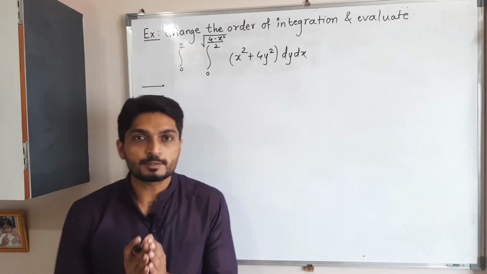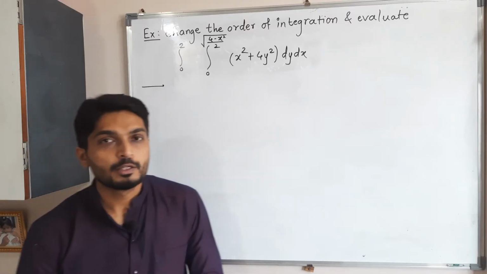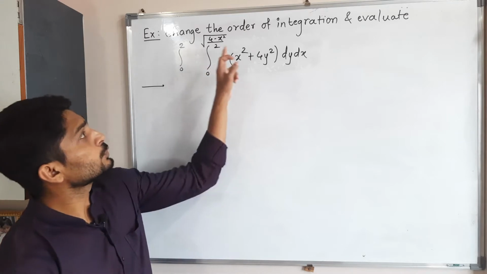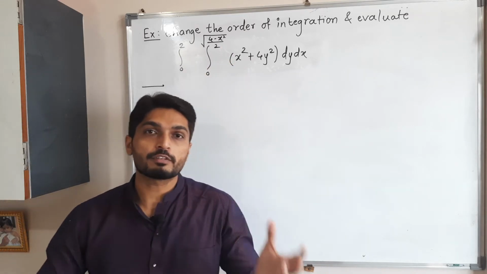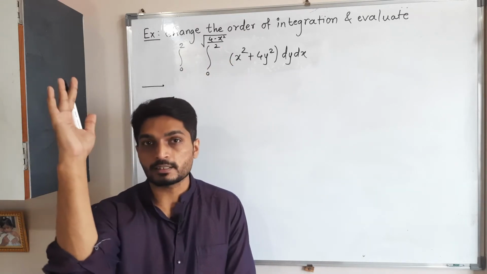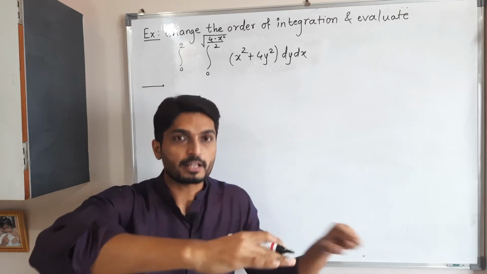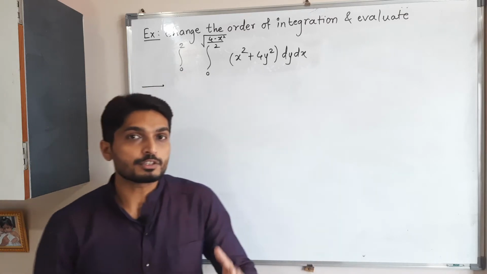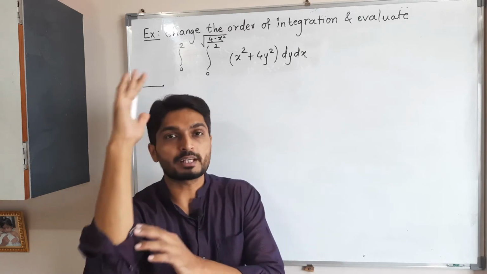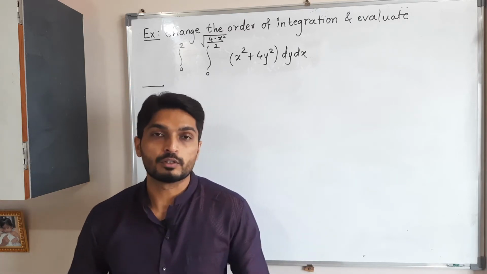So let us discuss this problem of double integration. In this example, they have asked to change the order of integration. Change the order means that if the given strip is parallel to the y-axis, we have to consider a strip parallel to the x-axis and solve. And if the strip is parallel to the x-axis, we have to make it parallel to the y-axis and then solve the problem, right?